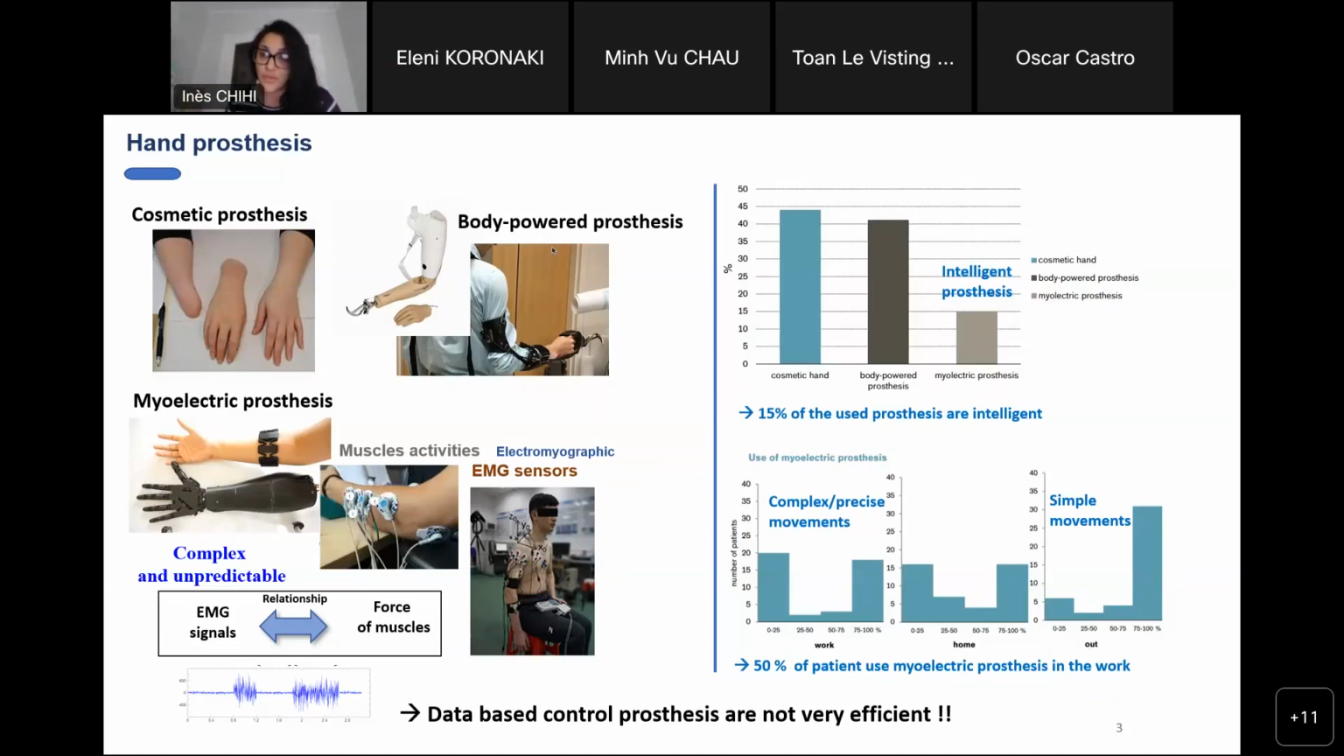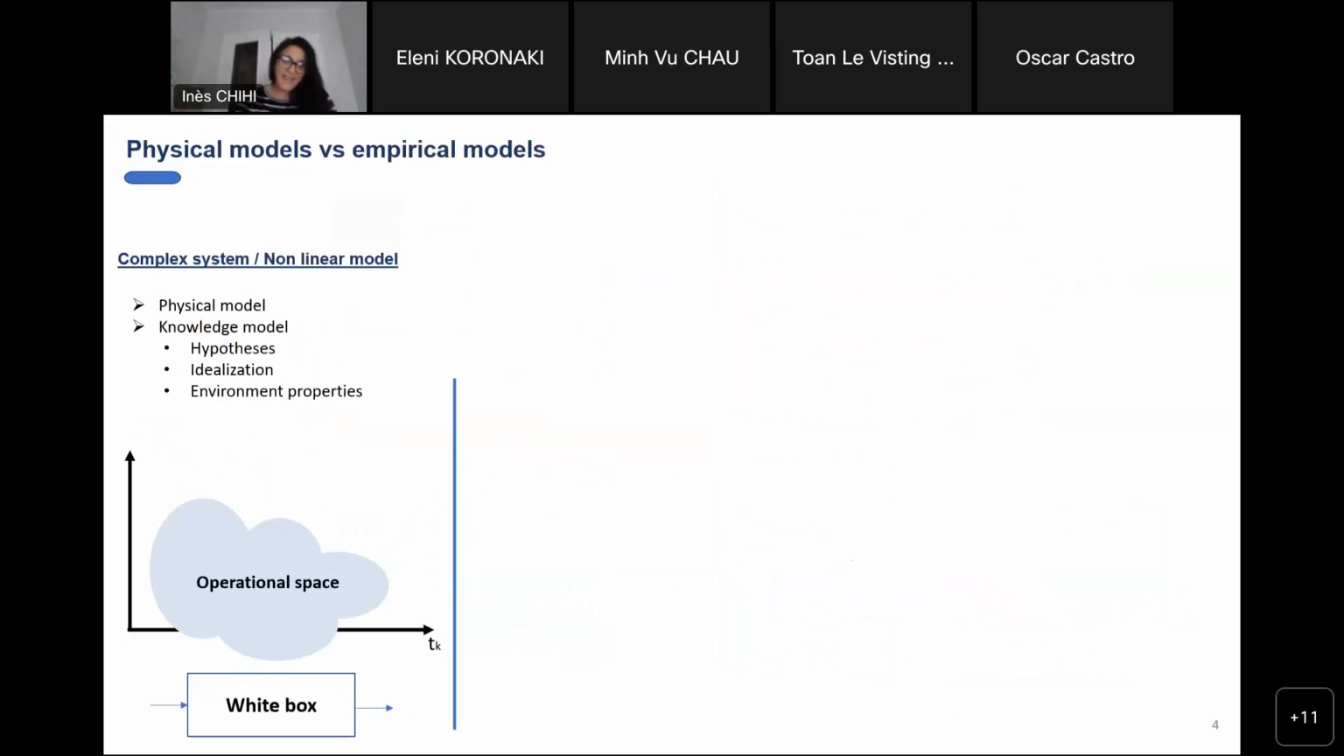So what is the solution? If we have a problem with conventional approaches, and we have a problem with intelligent approaches, what is the solution here? Before presenting the solution, I will present the problem of the complex system. We know that for a nonlinear system we have a nonlinear operational space, not a linear operational space. So for a complex system, we can have a very complex operational space.